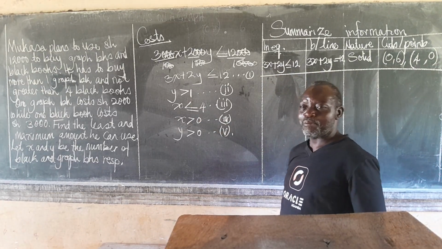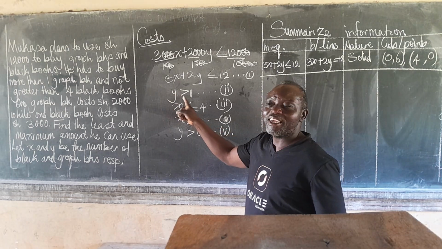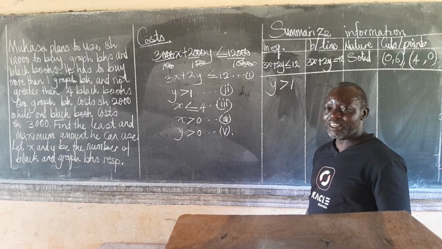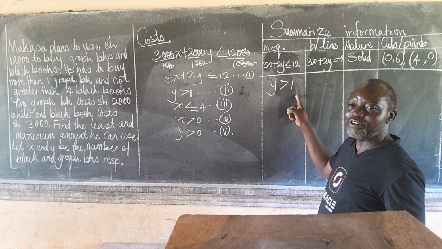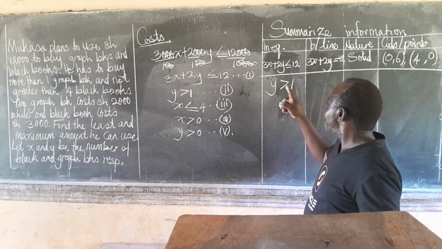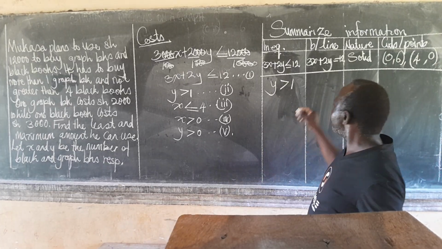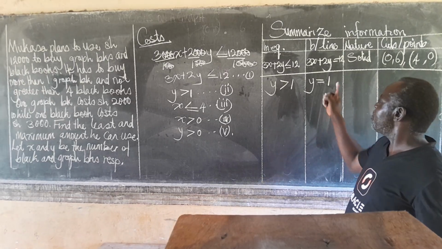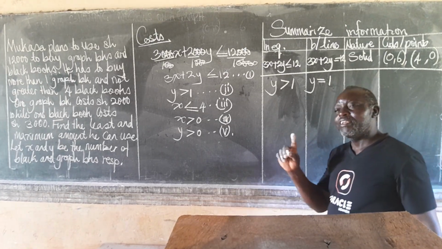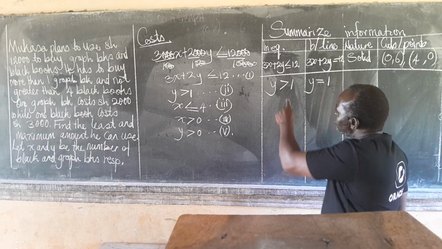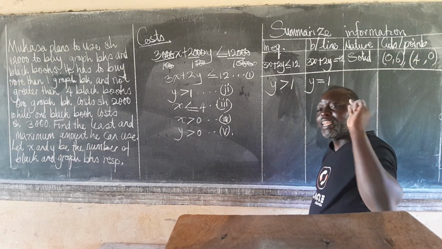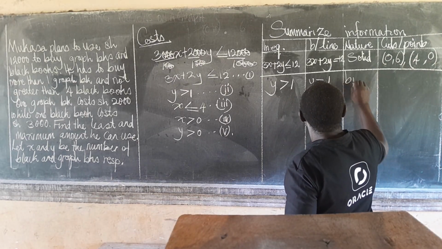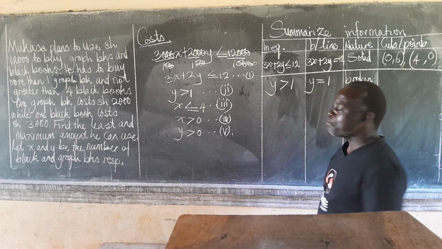We come to this one. y is greater than 1. What we have to do here is look for the boundary line. The boundary line is going to be y equals 1. Now, if y equals 1, what do we do next? We have to look at the nature of the boundary line. This is the sign. When we have this one, it means that the line we have to use is broken. Take note of that. So here we have a broken line.